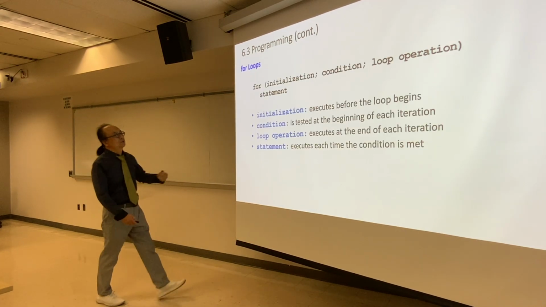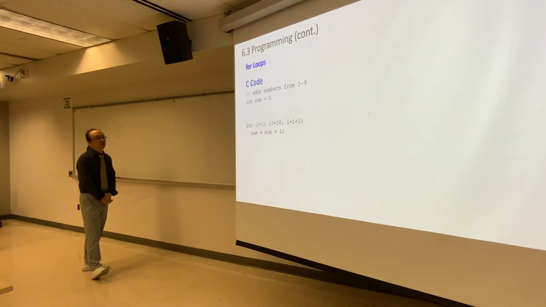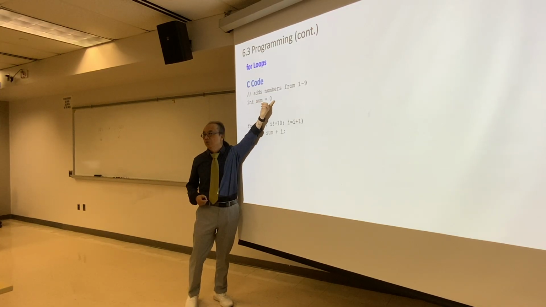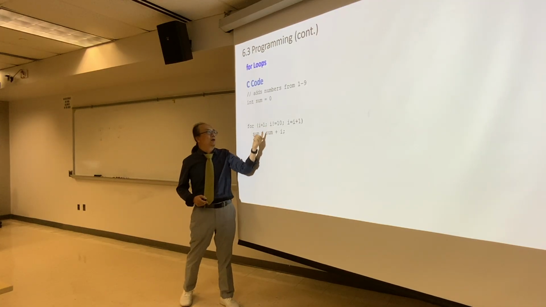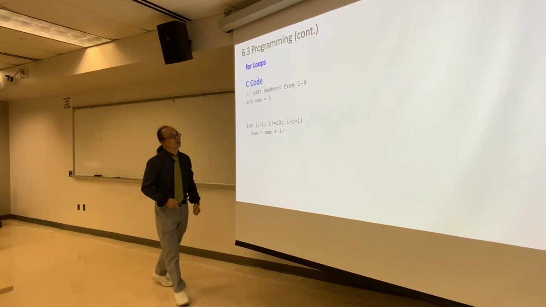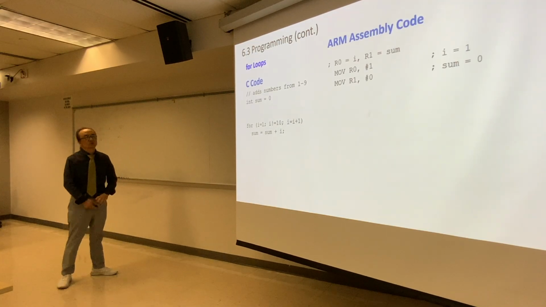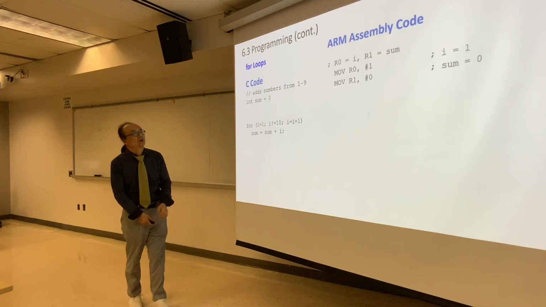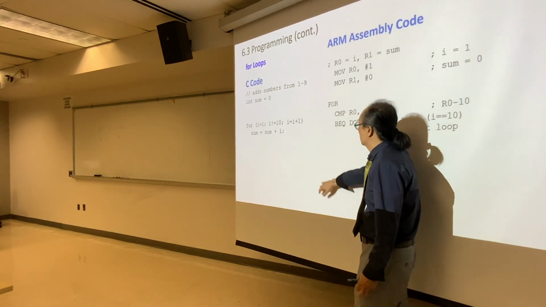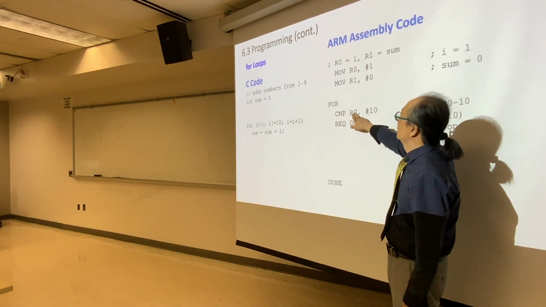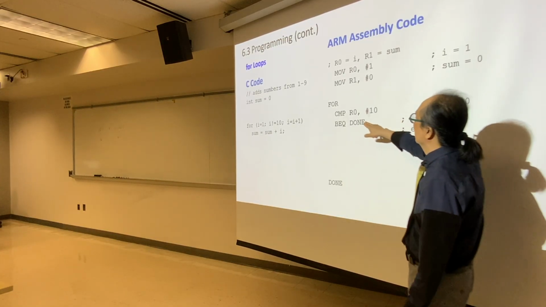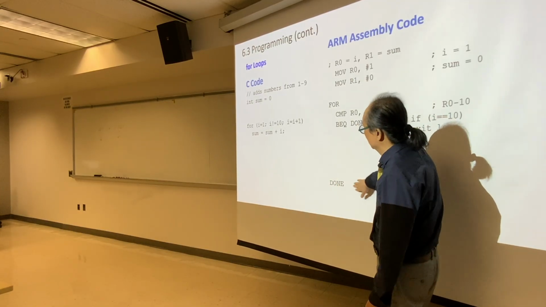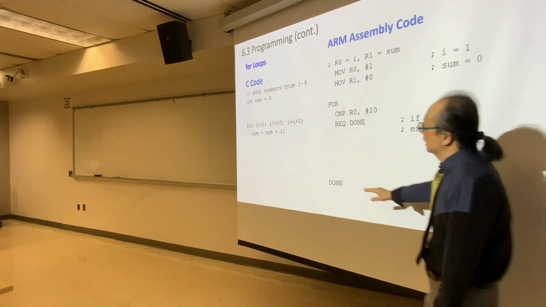Any questions? Also, we can do a for loop. In this C code, we want to add from 1 through 9. So initialize sum equals 0, and then we want to add until i equals 10. R0 equals i, R1 equals sum. That will be given, and then we're going to go through this iteration. For the loop, we compare R0, which is i. If i equals 10, then we are done. So we branch to done, executing some other instructions after this.